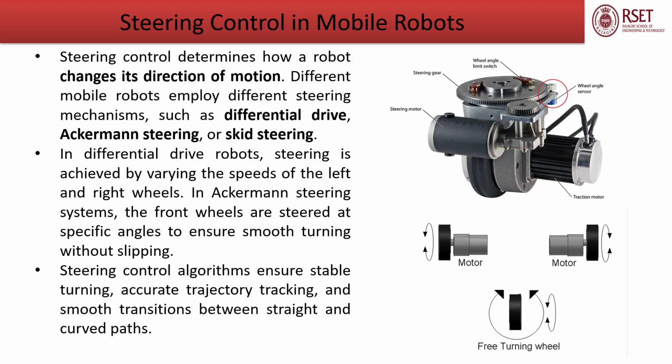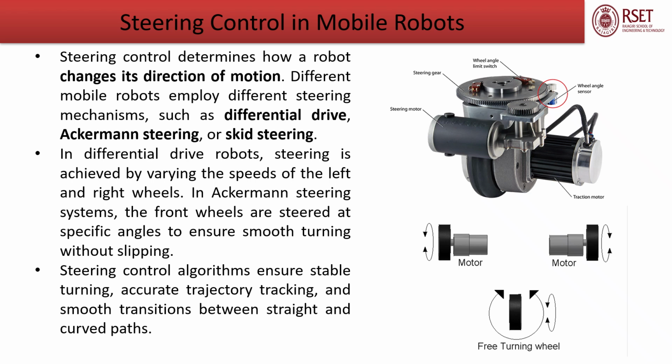Next, let us understand how robots change direction. Different types of robots use different steering mechanisms. In a differential drive robot, steering is achieved by changing the relative speeds of the two wheels. If both wheels move at equal speed, the robot moves straight. If one wheel moves faster, the robot curves. If they rotate in opposite directions, the robot rotates in place.